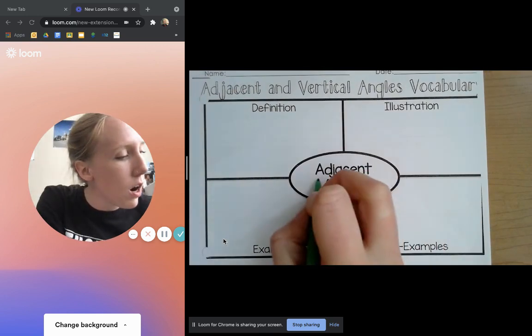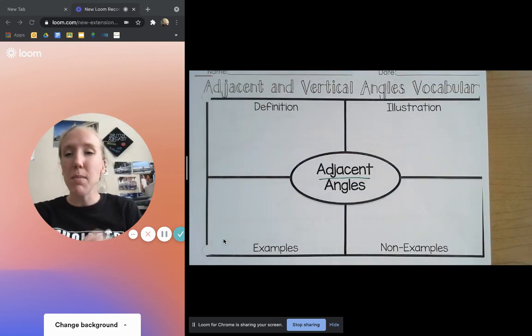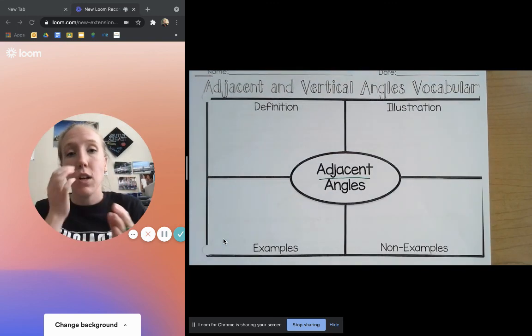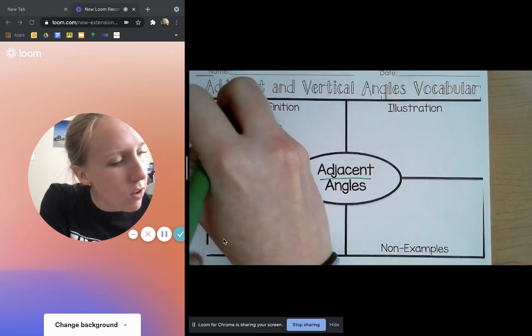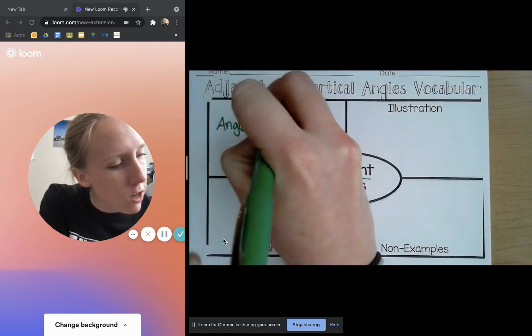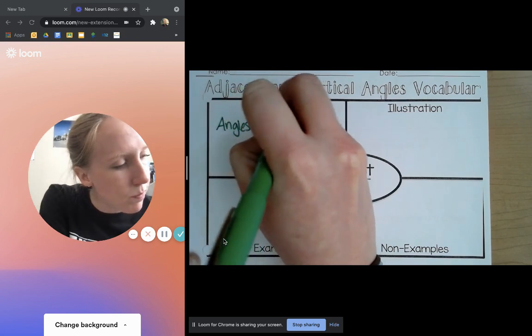And those are, adjacent means right next to something. So adjacent angles are angles next to each other.